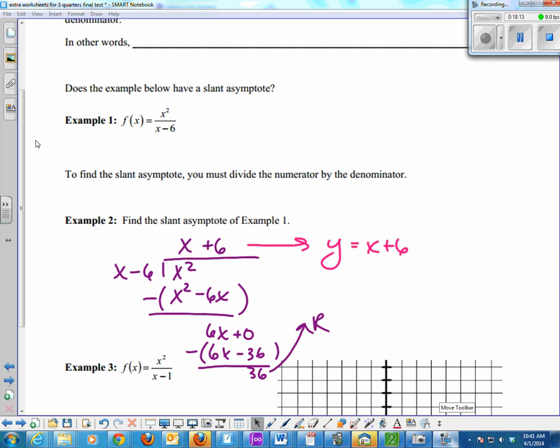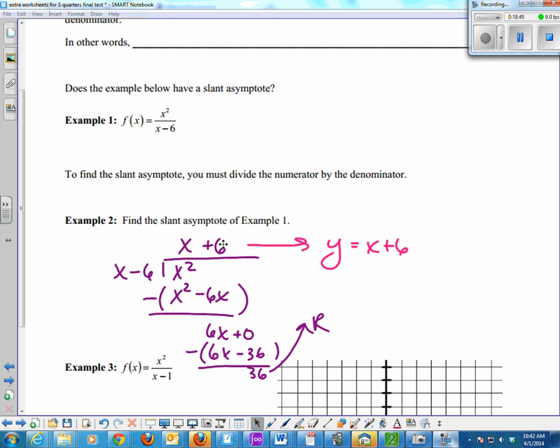Okay, this is the long division for example 1. I went ahead and did the polynomial division. You could also try synthetic division as well. So I got x times x minus 6 would give me x squared minus 6x. You subtract both of these. So we have x squared minus x squared is 0. And then 0x minus -6x is going to give you positive 6x. And then nothing to bring down.